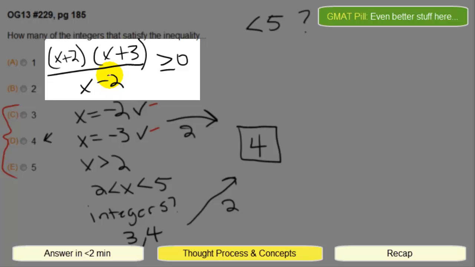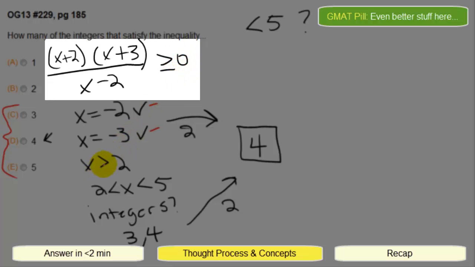Anything less than 2, say it's 1, 1 minus 2, that's a negative number. This expression will turn out to be below 0. It's going to be negative. Anything above 2, let's say it's 3, then you'll get 3 minus 2, that's 1. So that's going to give you a positive expression. So you know that x has to be greater than 2 in this direction in order to give you a final result that's greater than 0.